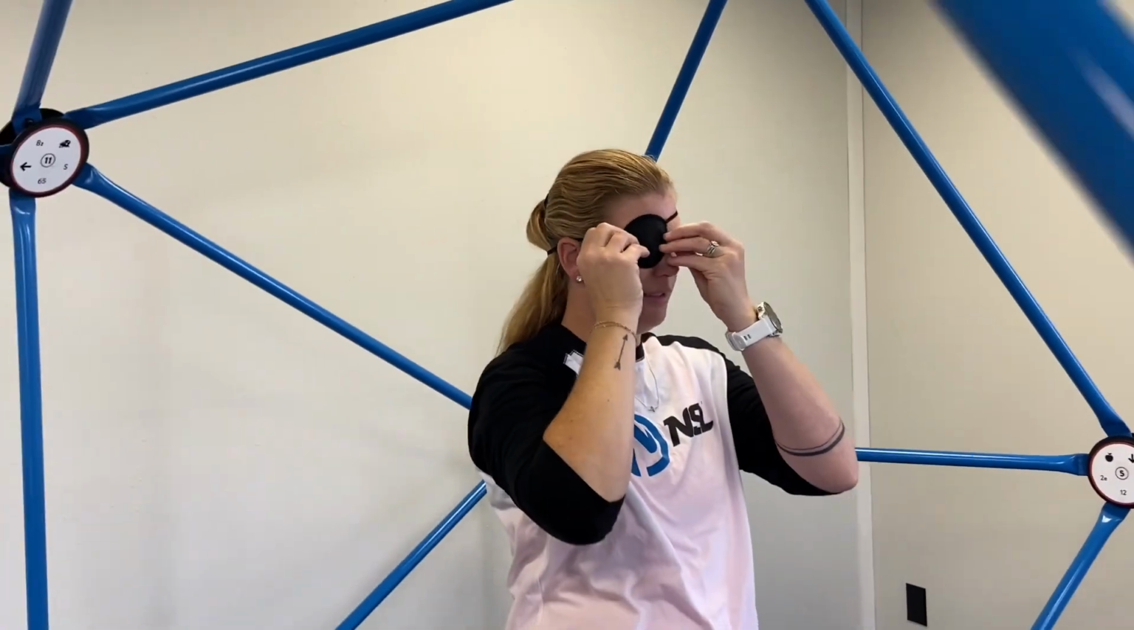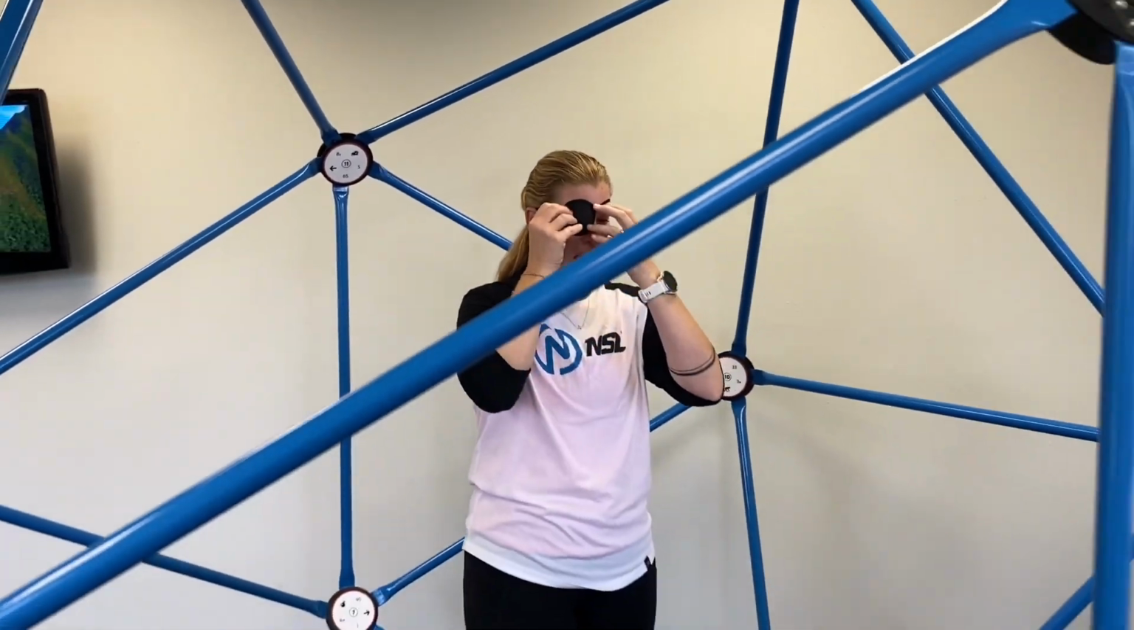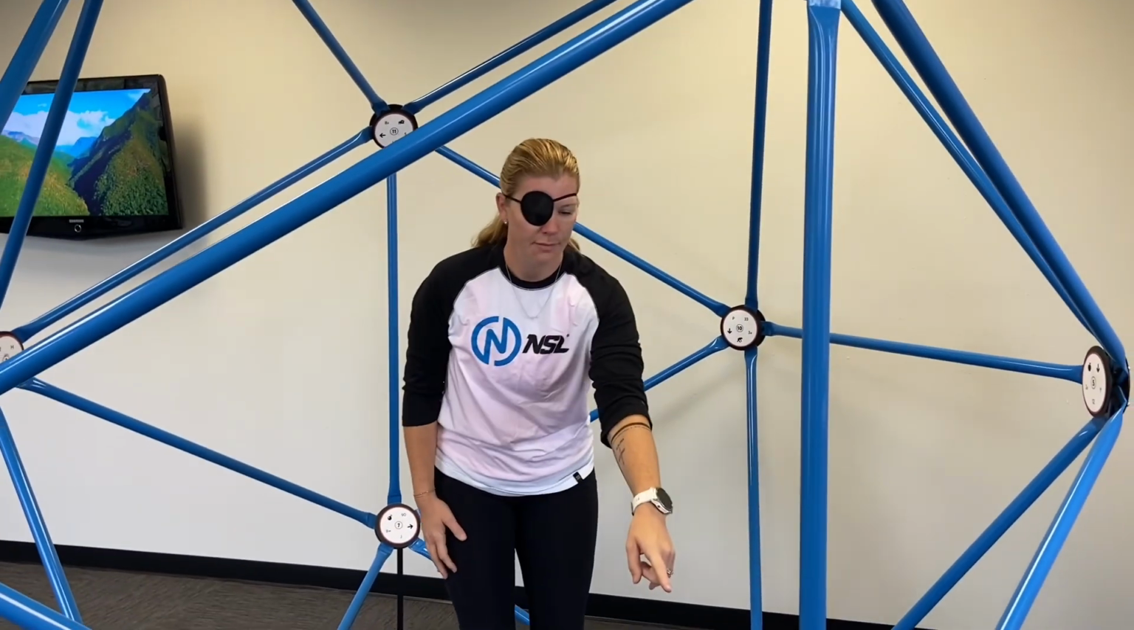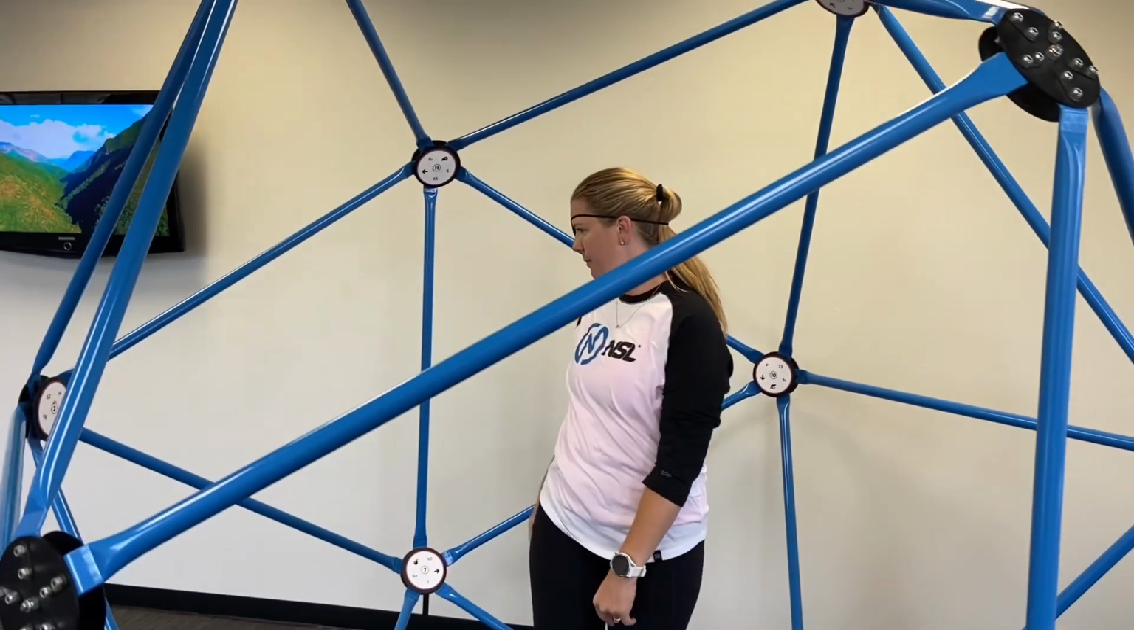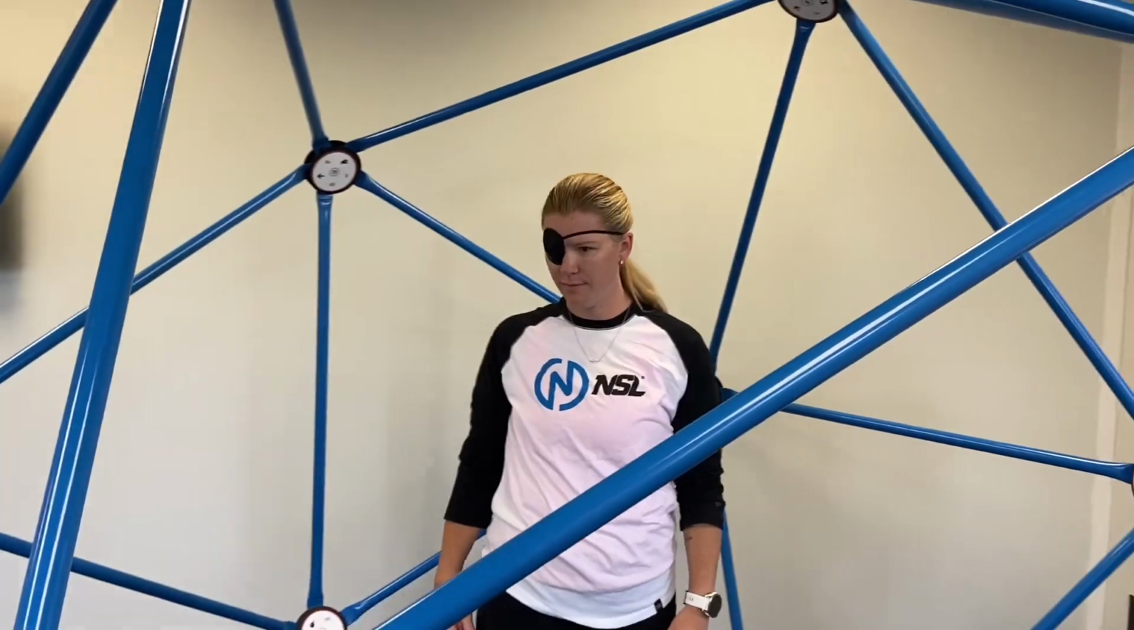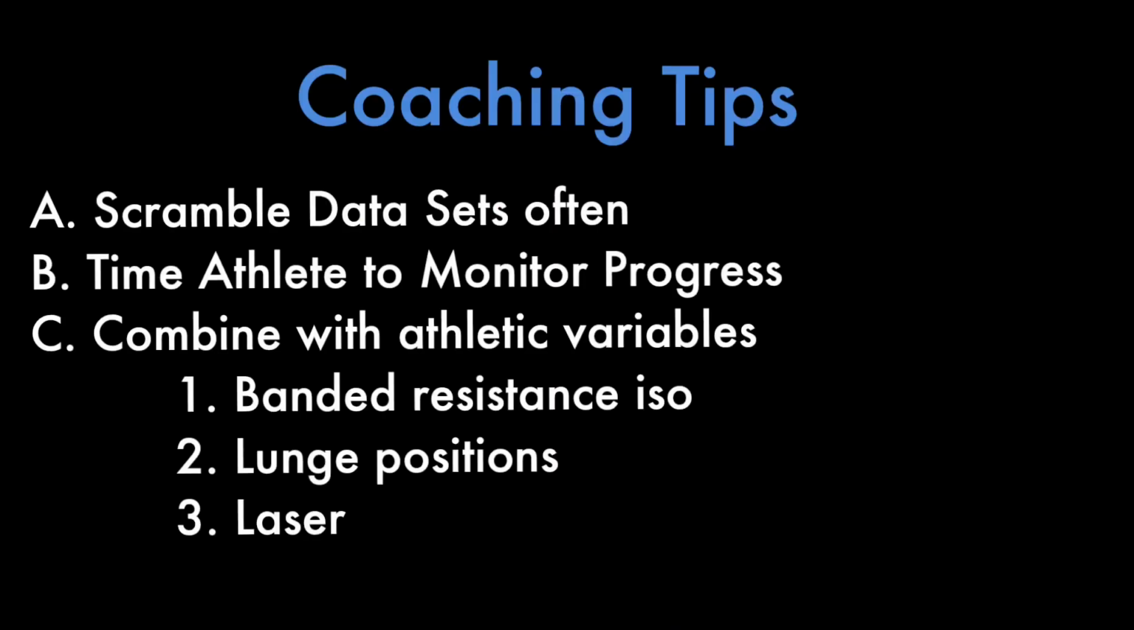Let's talk about ways to increase the challenge here for your athlete. There we go, the pirate patch. This is a great activity to use single eye training, and you'll be amazed at how just using one eye can change the landscape of this activity. Other coaching tips include scramble the data sets often for your athlete, time the athlete to monitor progress, and combine other athletic variables like using banded resistance, using different lunge positions. Also use a laser for more accuracy.